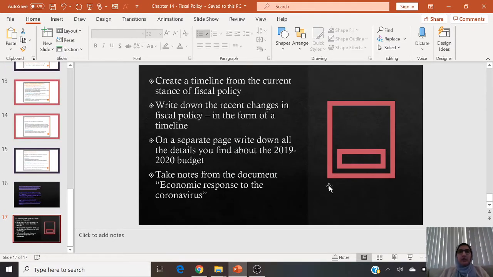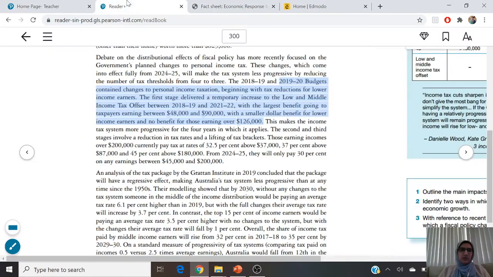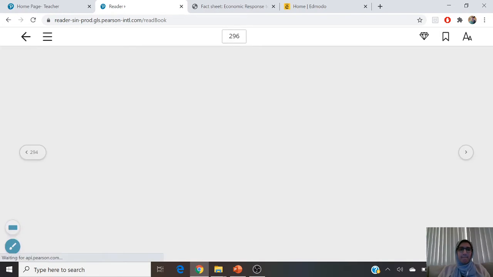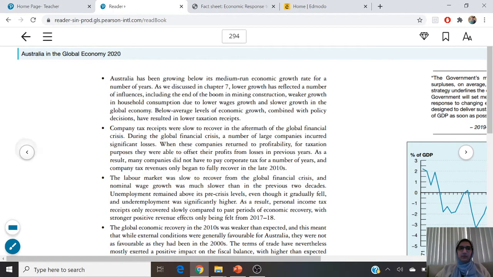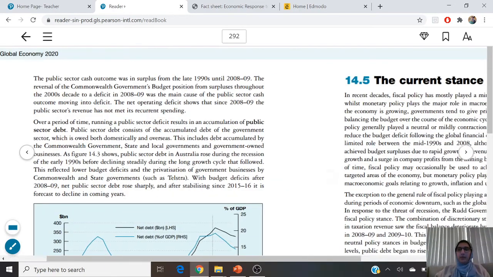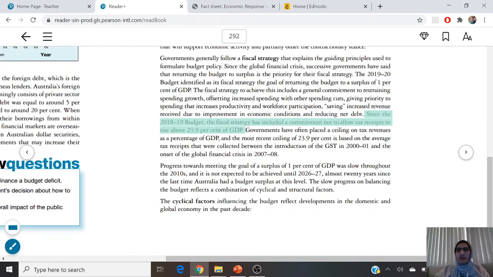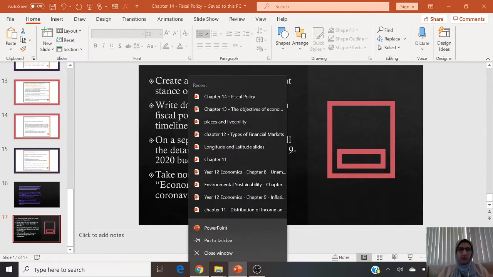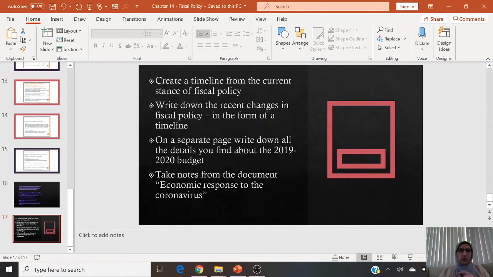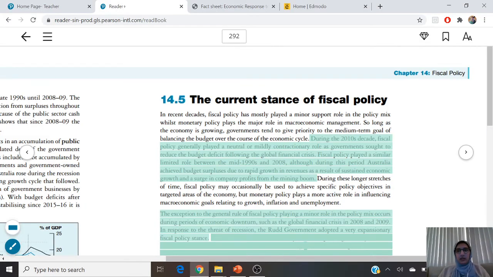You have to create a timeline from the current stance of fiscal policy, which is what we discussed in the beginning. That's 14.5, page 293. I'm going to add all of this in your Edmodo instructions. Write down the recent changes in fiscal policy in the form of a timeline again. That's section 14.5.